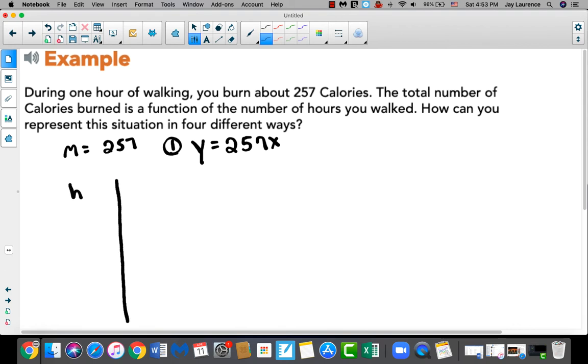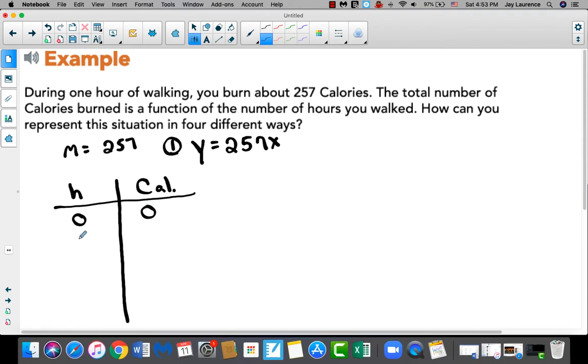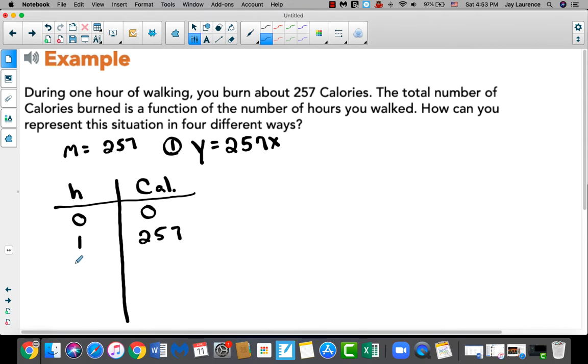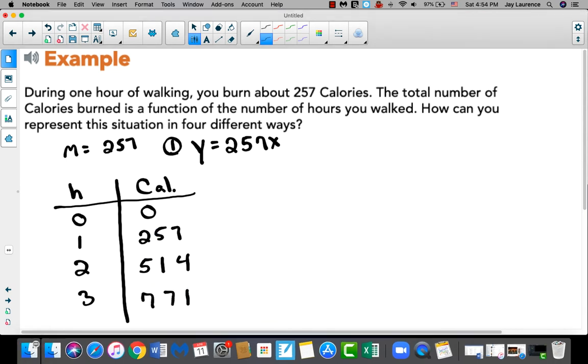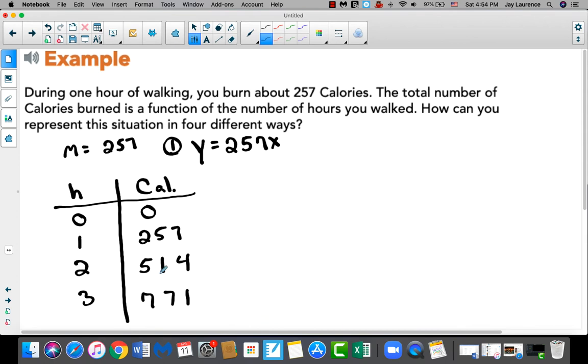A second way would be to make an input-output table, where this is the hours, and then here's the calories burned, and I'm abbreviating. I know at 0 I'm going to have 0. After 1 hour, I'm going to have 257. After 2 hours, that's going to be 514, right? 3 hours, 771. Okay? That's another way to represent it.